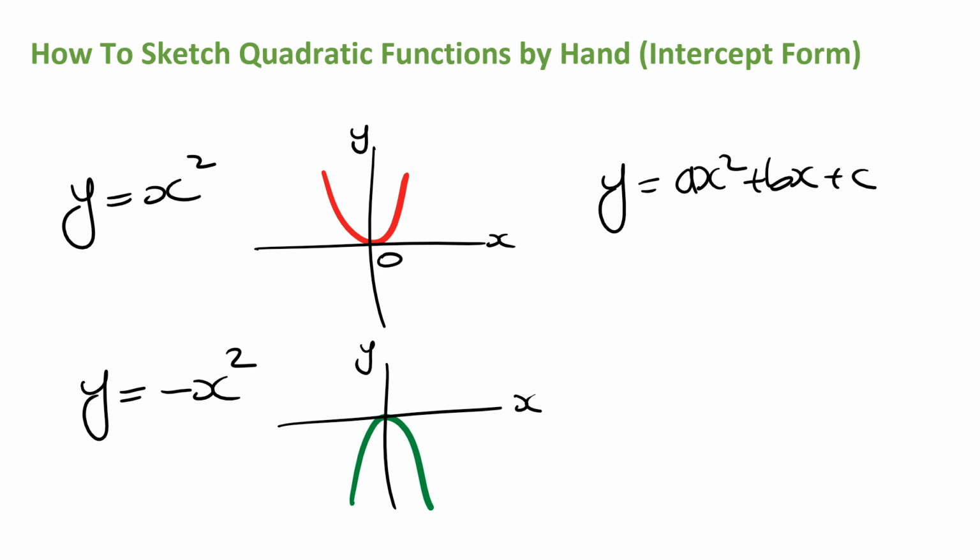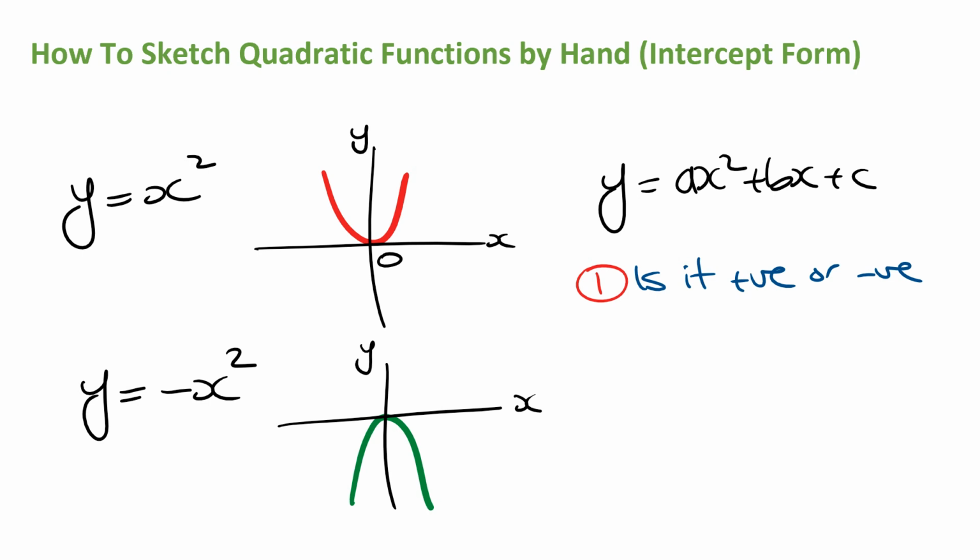Here are the 4 steps that you need to take to sketch parabolas when written in this form. The first step is to determine whether this is going to be a positive or a negative parabola. To do this, we just look at the coefficient of the x squared term and see if it's a positive or a negative number. If it's positive, then the curve will open upwards, and if it's negative, then the curve will open downwards.